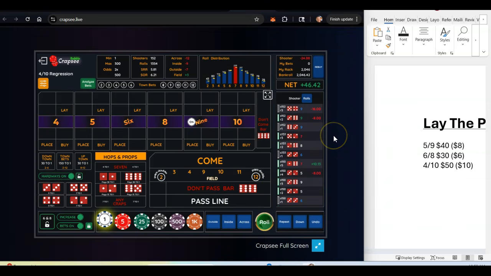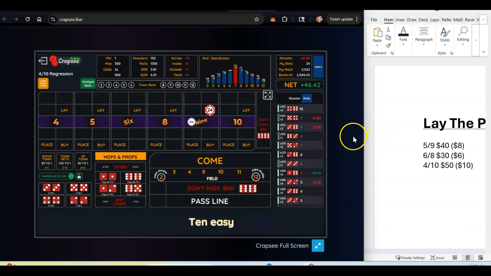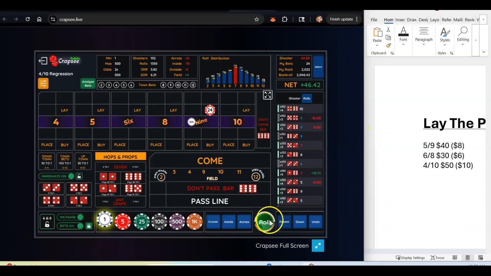So we have to go up another $8. So 8 times 3 is 24. And that's going to happen sometimes. Sometimes you roll through these and it's so easy. 10 easy. All right. Now, here is the trick.